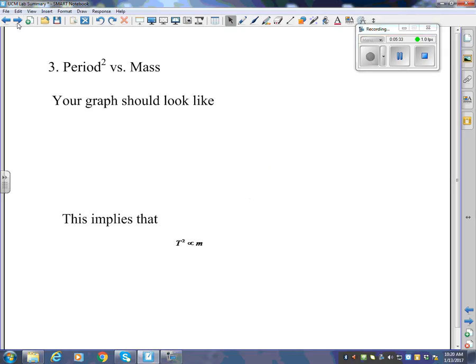Period squared versus mass. When you added more and more stoppers, what happened to the period? When you added 4 stoppers on the end, did it go really fast or did it go really slow?